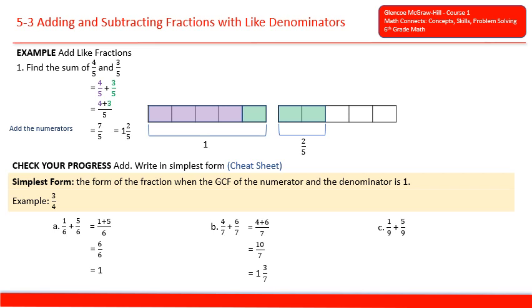C, 1/9 plus 5/9 equals 1 plus 5 over 9, or 6/9. But 6/9, we can't leave it there. We have a common factor of 3. And so we're going to divide 6 by 3 to get 2, and 9 by 3 to get 3. And now the greatest common factor of 2 and 3 is 1, so we can leave it there.